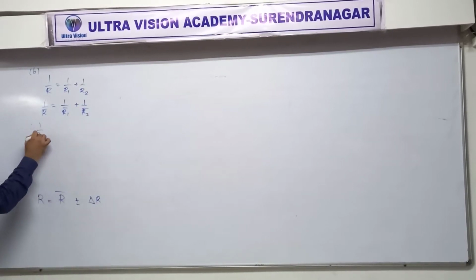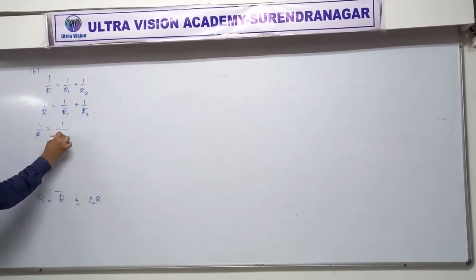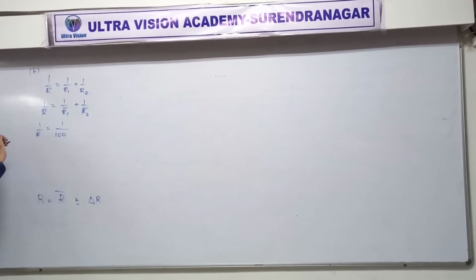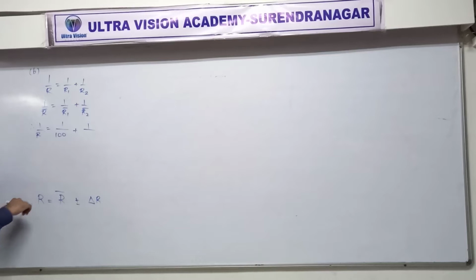So 1 by R bar is equal to 1 by R1 bar. Average value of R1 from the question, what is it? R1 bar will be 100. Plus 1 upon R2 bar, which will be 200. When we talk about bar, there is an average value, we just take that one. We don't take anything else.